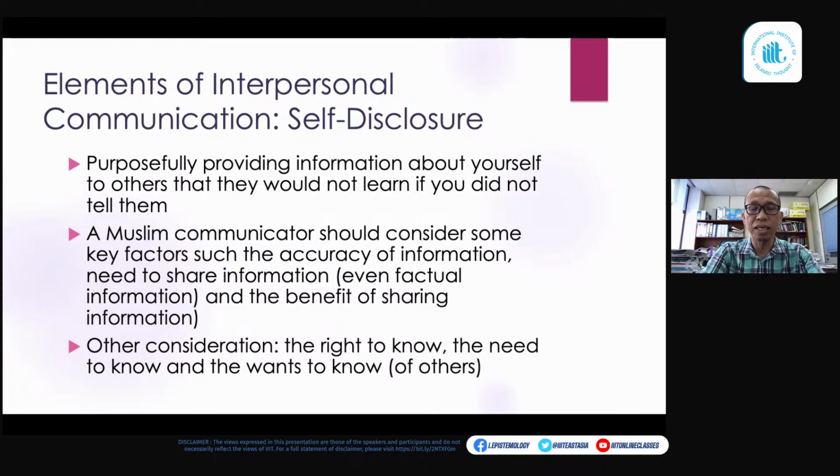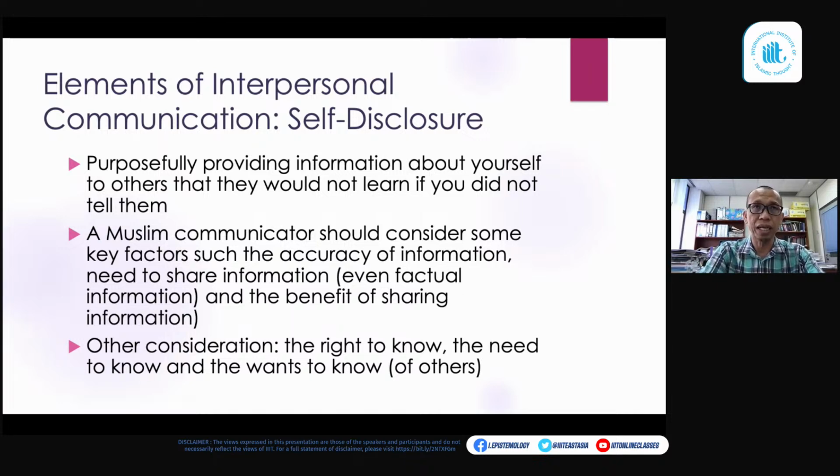It's really not needed. That is what we call under the wants to know. You can still live a good life without knowing who the celebrities are. So these are the three categories. These are the three classifications of types of information that you might want to consider before sharing the info.